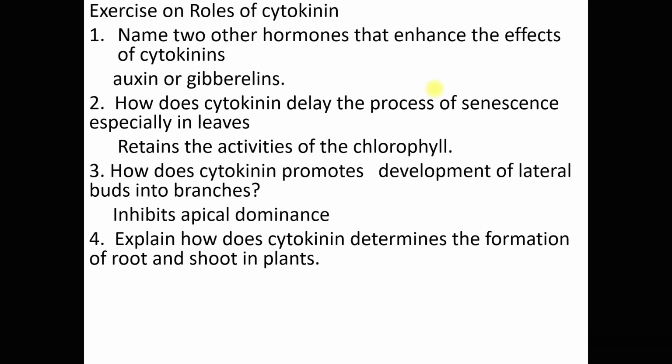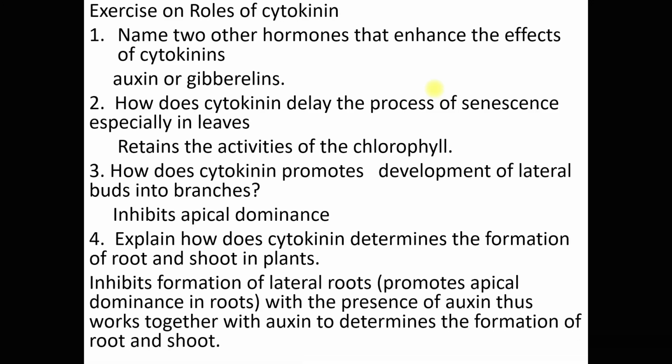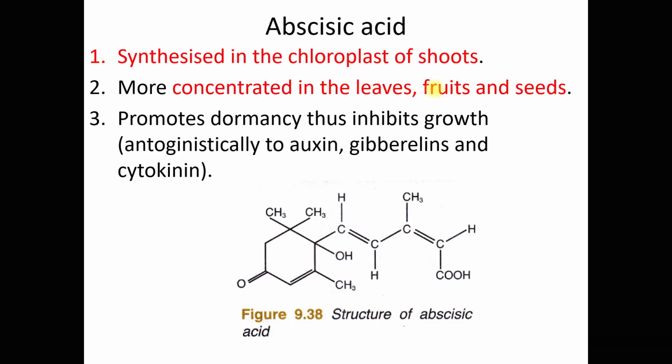Explain how cytokinin determines the formation of root and shoot in plants. Cytokinin inhibits the formation of lateral roots with the presence of auxin. Thus, it works together with auxin to determine the formation of roots and shoots. All right, so we are going quite fast here.